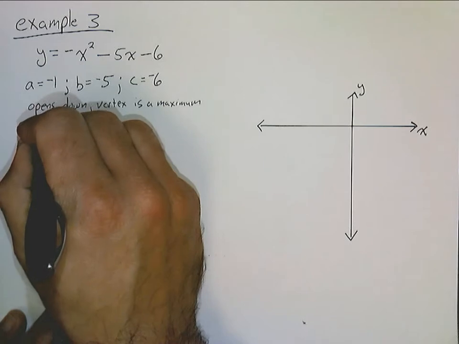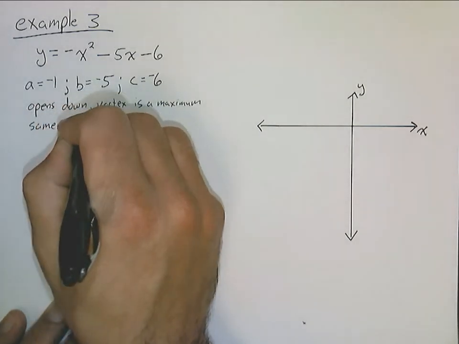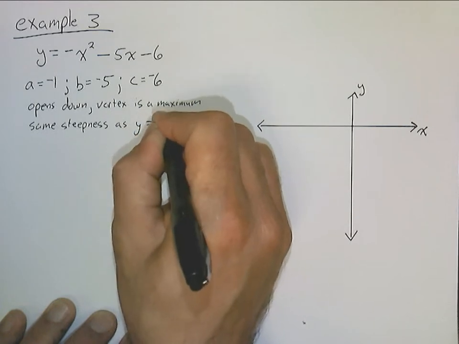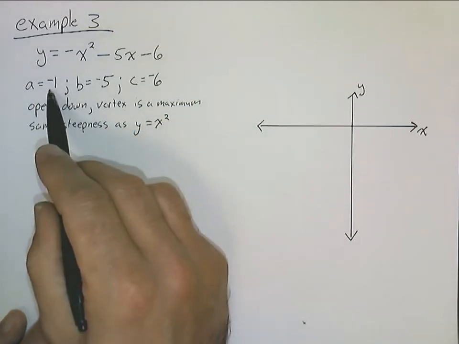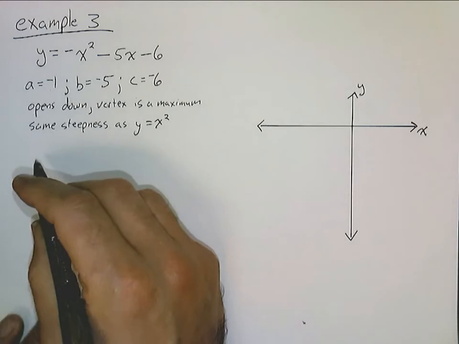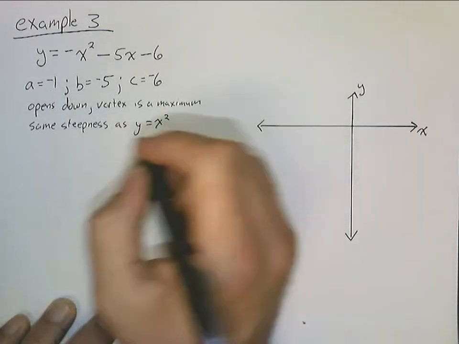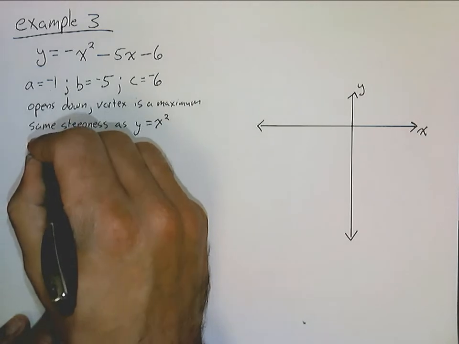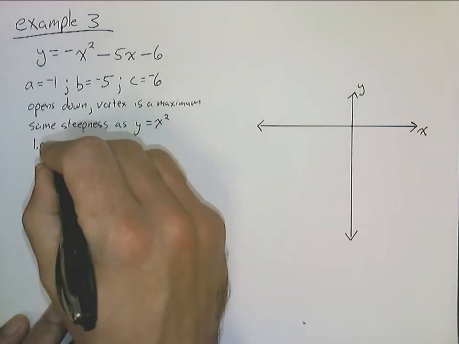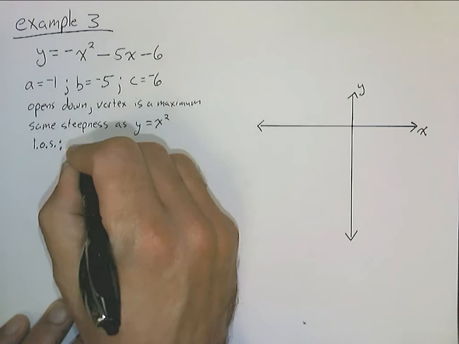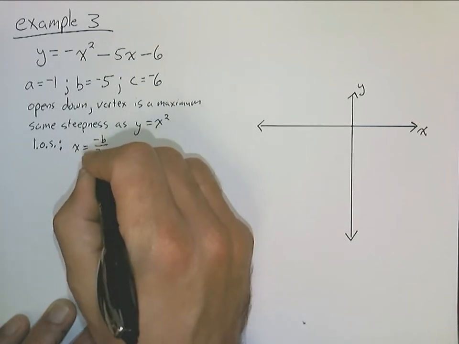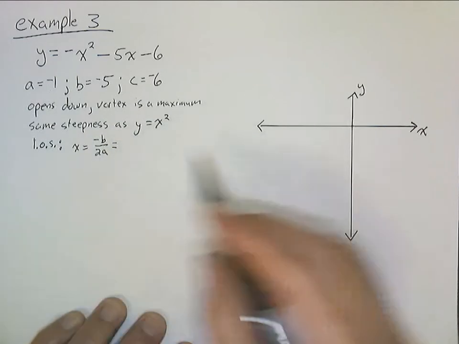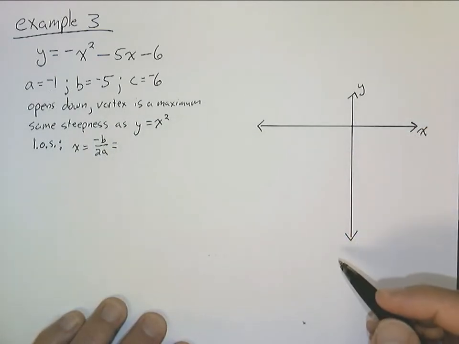It's going to have the same steepness as y equals x squared, because the absolute value of negative 1 is 1. Let's see here. So we could also figure out the line of symmetry here. So the line of symmetry is given by x is equal to negative b over 2a. Now be careful here, because now b is not 0. So the line of symmetry is definitely not going to be the y-axis.